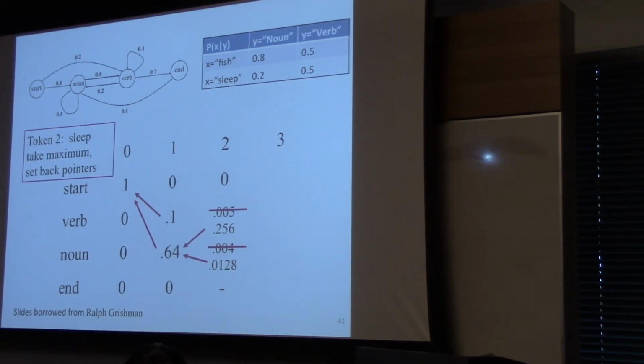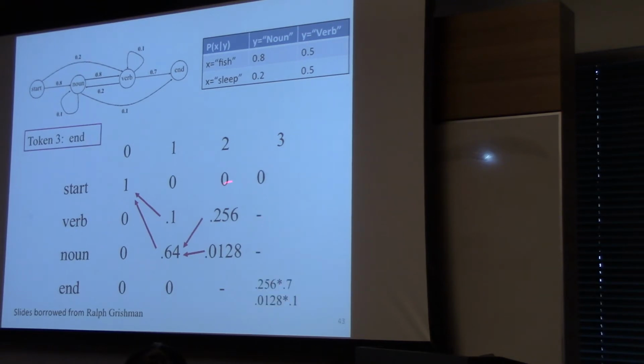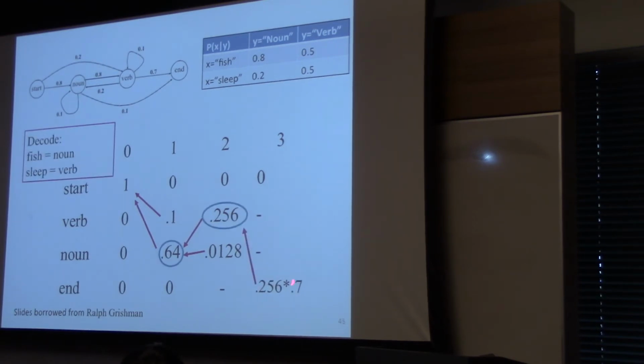And then after this, if you include the end state, we do the same thing for the end state with the transition probabilities. And then that's how you get your answer. And so notice that we did not consider all possibilities.